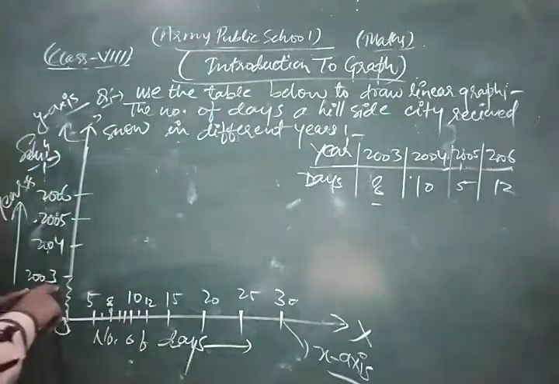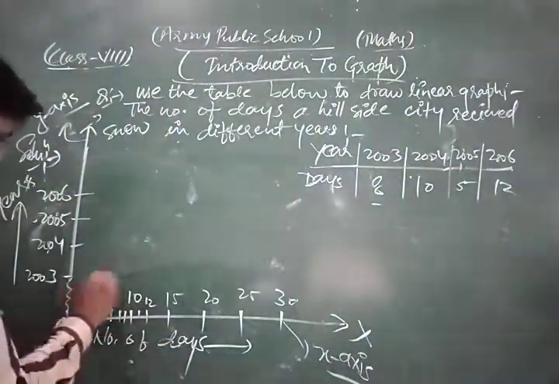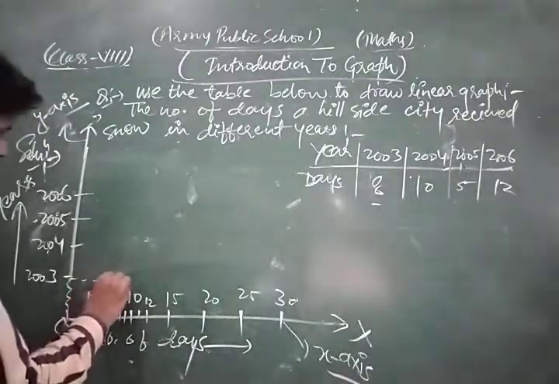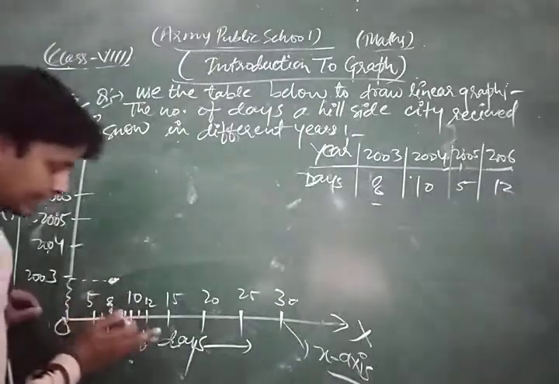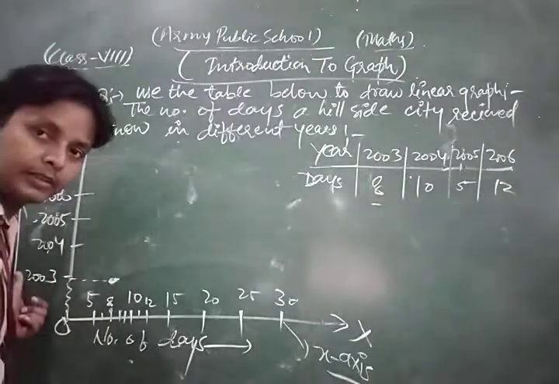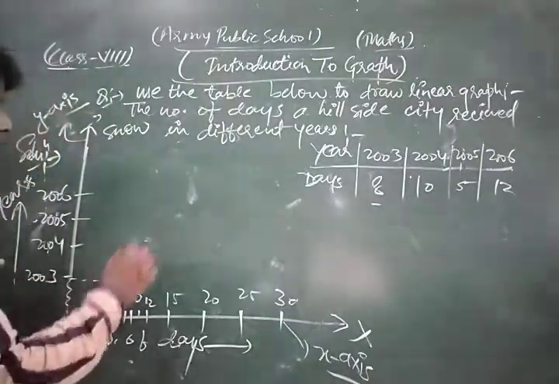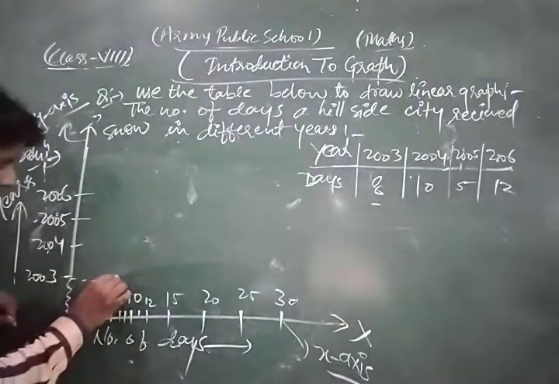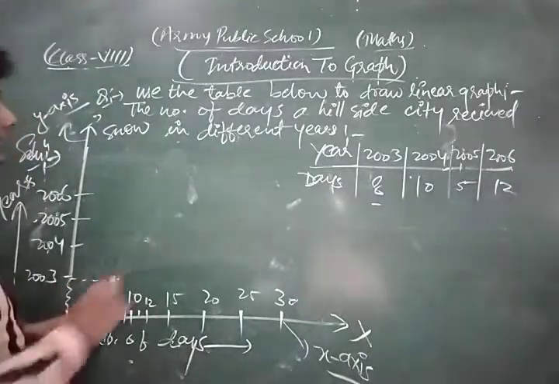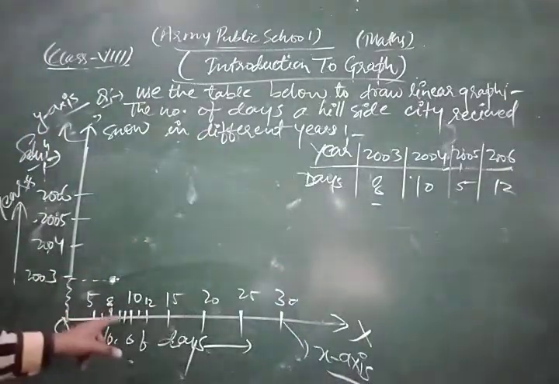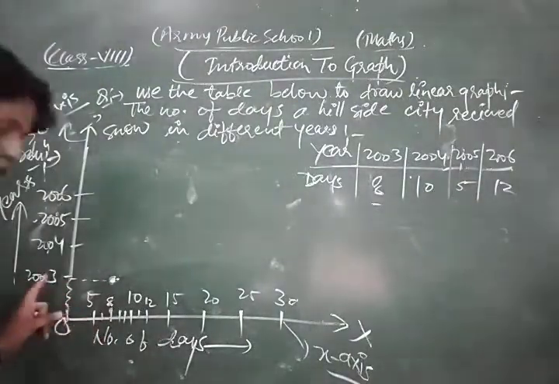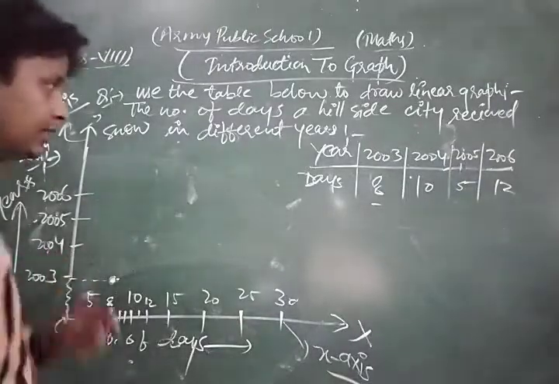In 2003 there are 8 days, so the point is at that position. We take the number of days along the x-axis and the corresponding years along the y-axis. This is the number of days a hillside city received snow in different years. So in 2003, 8 days of snowfall.